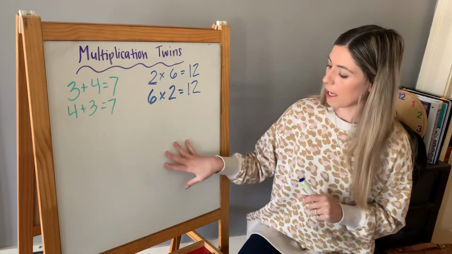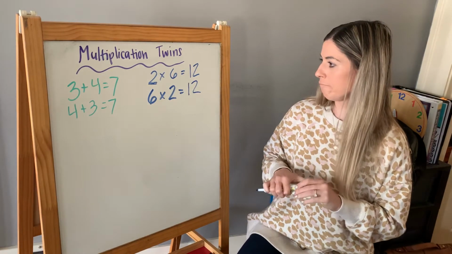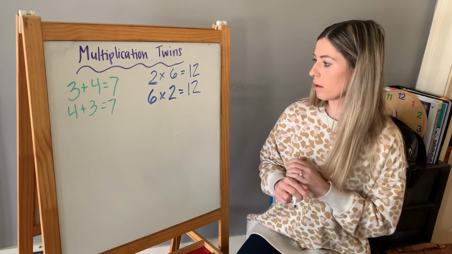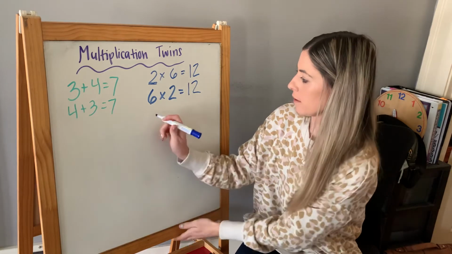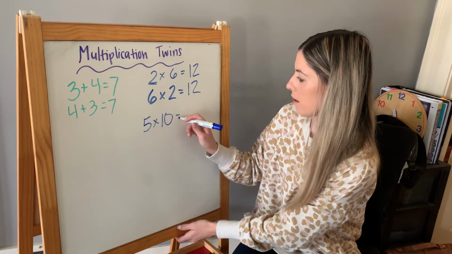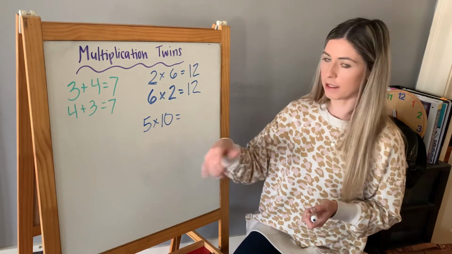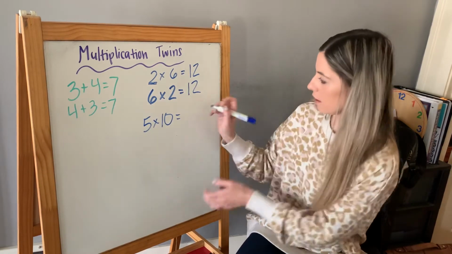We can try it again with, let's do, what else did we do? 5 times 10 equals, if you remember, 5 times 10, I can count by 10s 5 times. So 10, 20, 30, 40, 50.